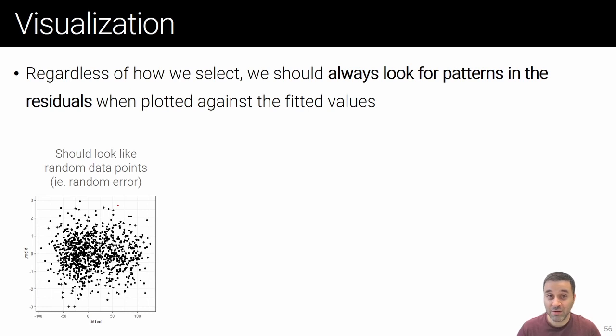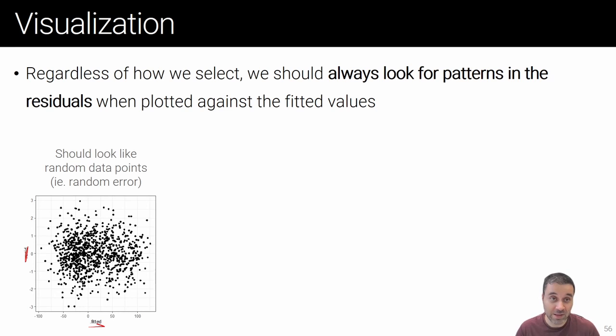But if there is one thing that we should always do when we fit models, it is visualize them. Regardless of how we select, we should always look for patterns in the residuals. We should always take a look at the residuals and see how they behave. Are there patterns? Are there clusters of points? Does it seem like there's something funny going on in the model? So always try and plot the residuals by fitted value. And it should look something like this, like a random cloud of points. The residuals should be random. That's the whole idea.